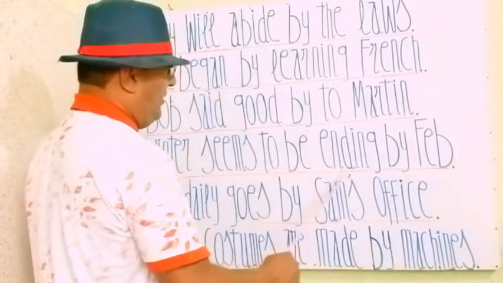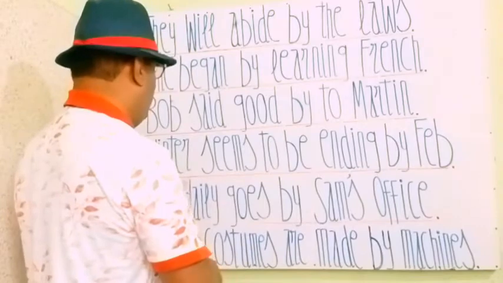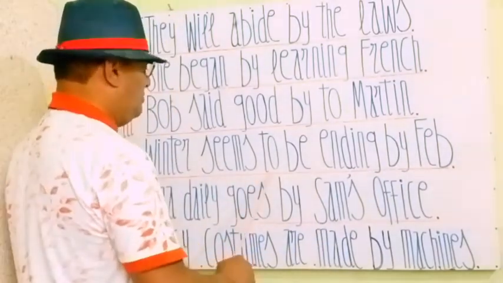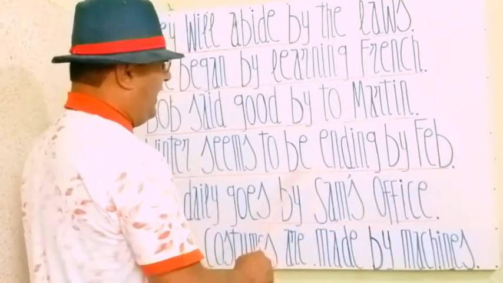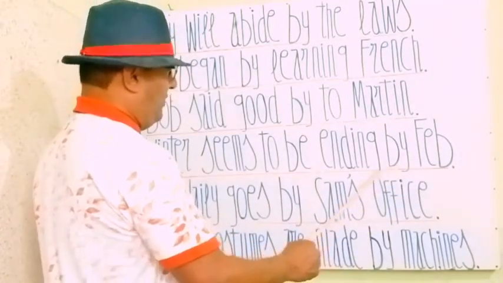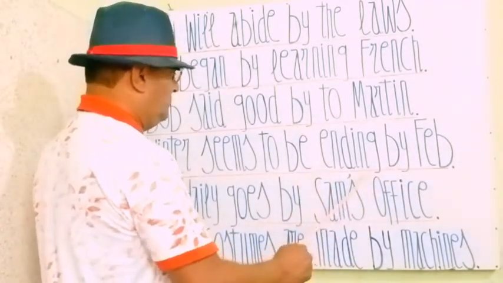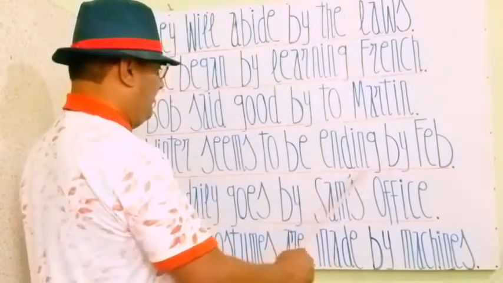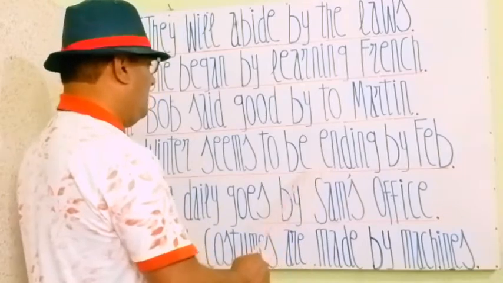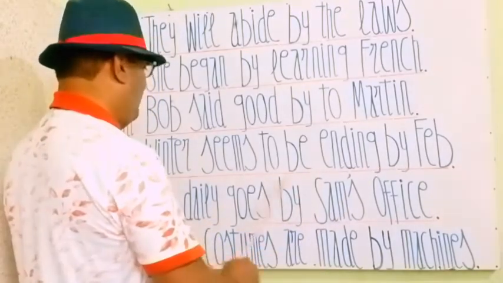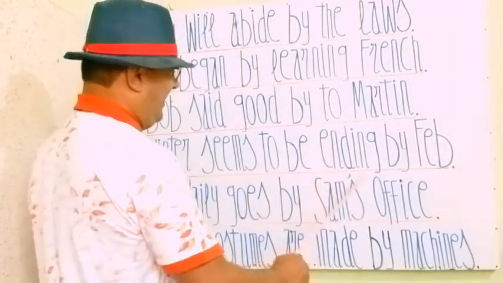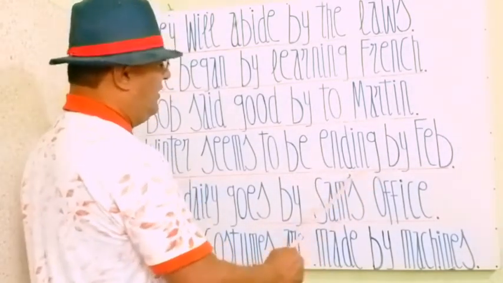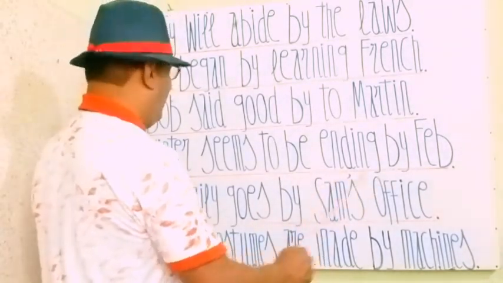Winter seems to be ending by February. Ending by is a beautiful phrasal verb. Ending by means the end of something, a season, end of a season, completion of a season, completion of a seasonal tenure.